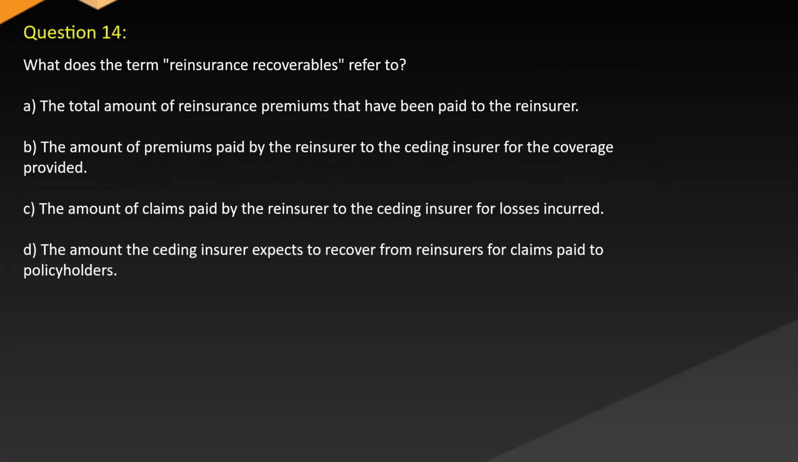Question 14. What does the term reinsurance recoverables refer to? A. The total amount of reinsurance premiums that have been paid to the reinsurer. B. The amount of premiums paid by the reinsurer to the ceding insurer for the coverage provided. C. The amount of claims paid by the reinsurer to the ceding insurer for losses incurred. D. The amount the ceding insurer expects to recover from reinsurers for claims paid to policyholders.